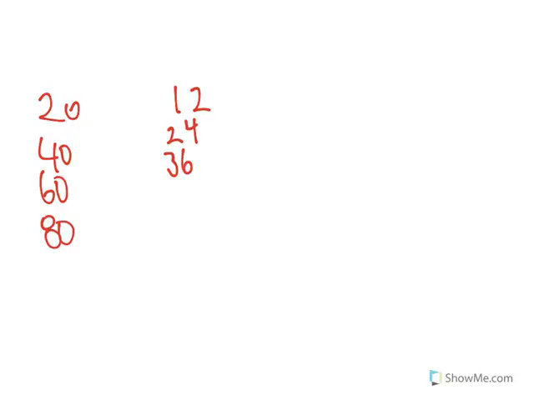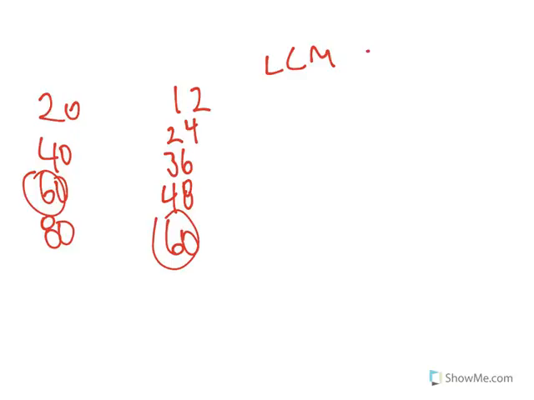I'm going to do one more here. If we have 20 and 12, same thing here, 40, 60, 80. Now I'll start adding the 12s. 24, 36, 48, 60. And what's the number that occurs first? It's going to be 60. So the LCM of 20 and 12 is going to be equal to 60.